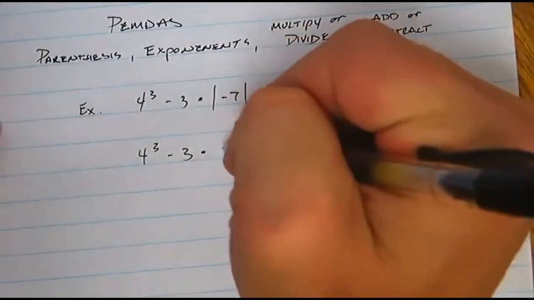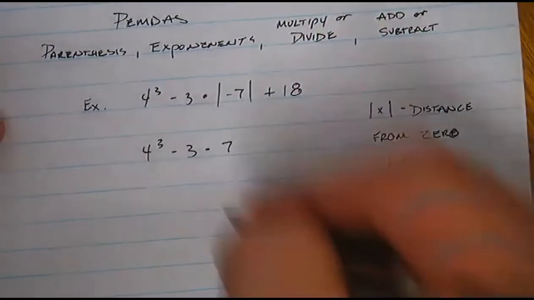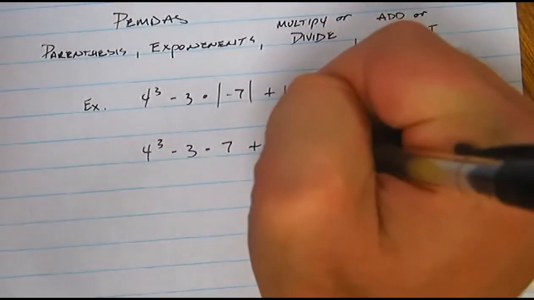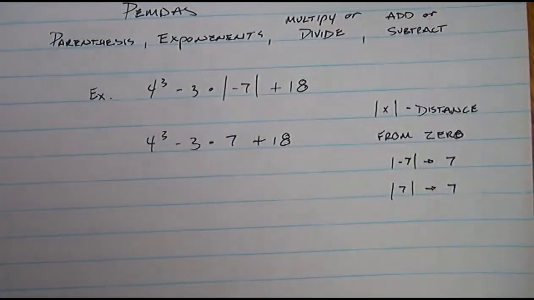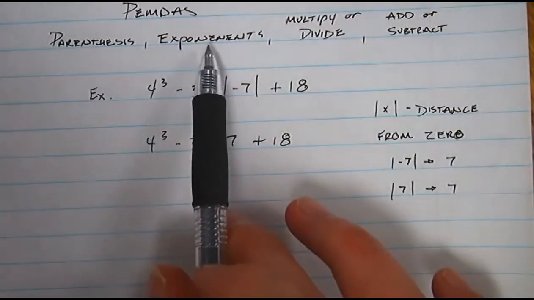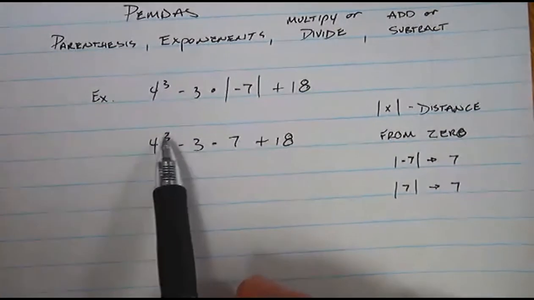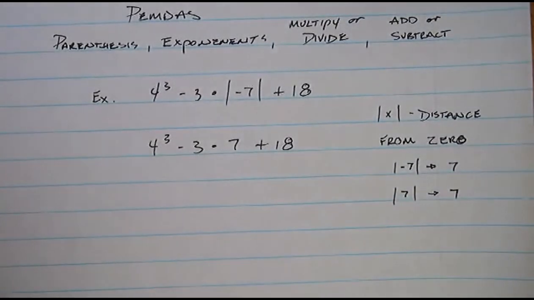So we're going to take that out and call it 7. Okay, and then plus 18. All right, so we've done the parentheses or grouping symbol that came first. Now we're going to move to any exponents. Well, we have an exponent here. That's 4 to the 3rd power. And again, remember, that's not 4 times 3. We can't do it that way. That is 4 times 4 times 4.